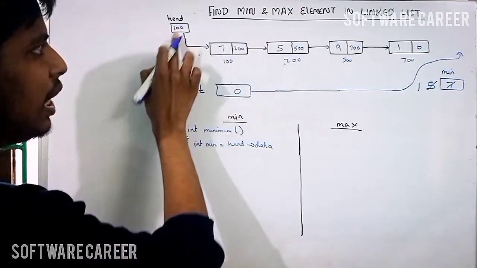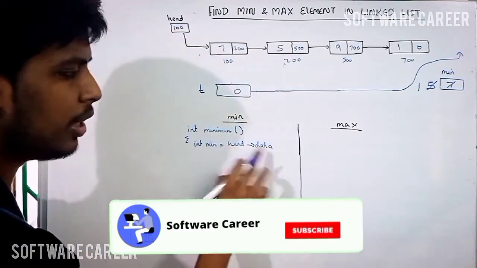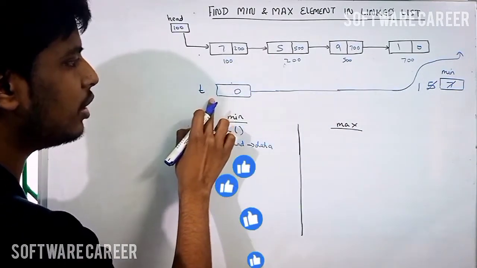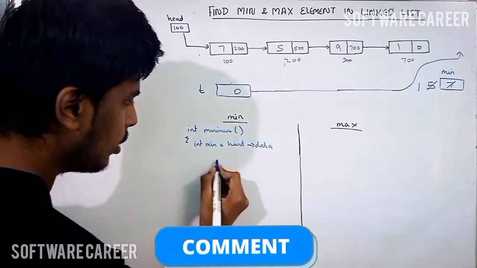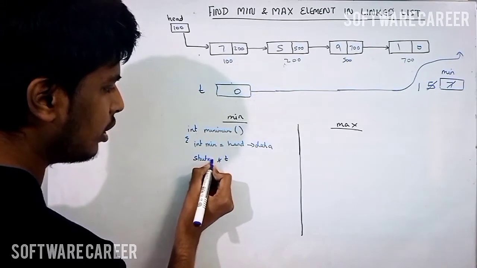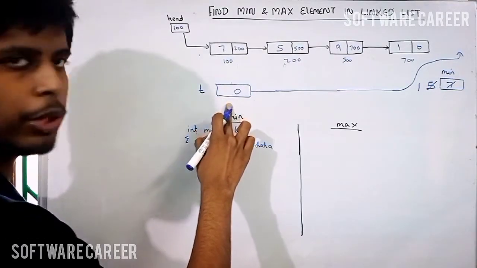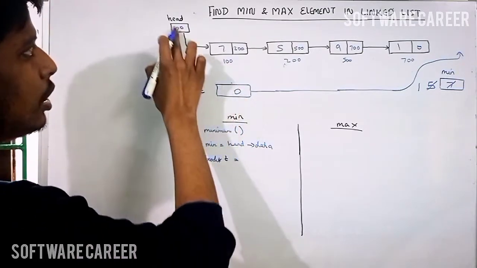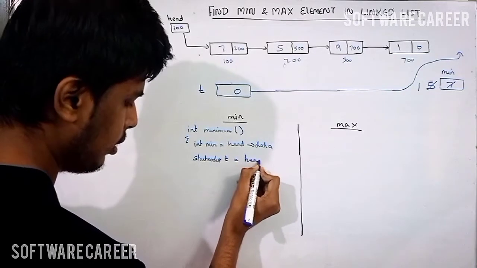First node is represented by the head pointer. So I am writing head data. 100's data is 7. So I'm writing head data. So this is the first step. Now the next step is you have created a pointer called t which is pointing towards the first node. So I'm writing, see here, pointer t which is pointing to a node having structure. So I'm writing struct node star, where it is pointing. The pointer t is pointing towards the first node initially. First node is represented by head. So I'm writing struct node star t equals to head.